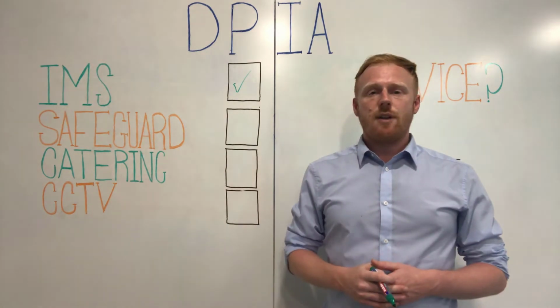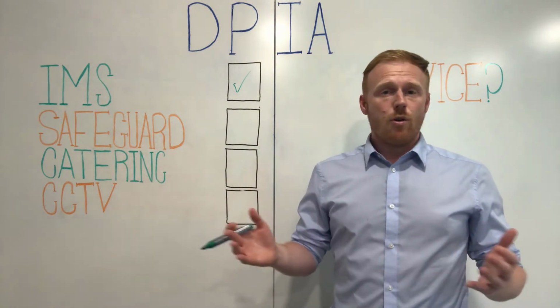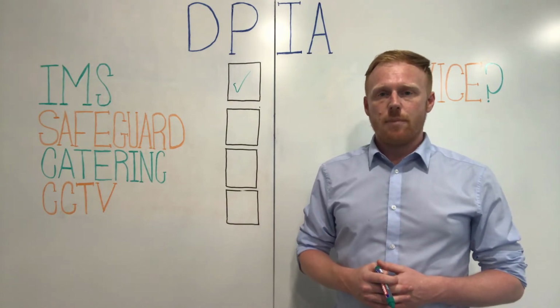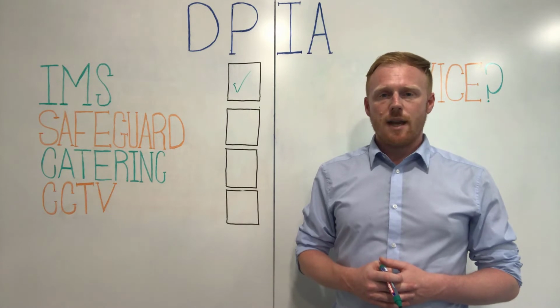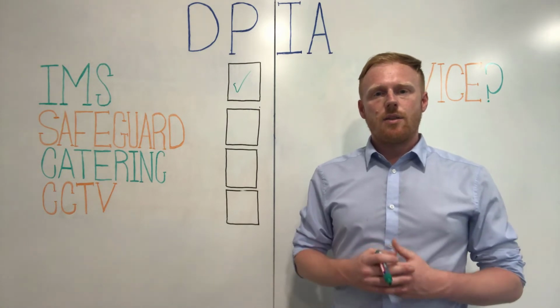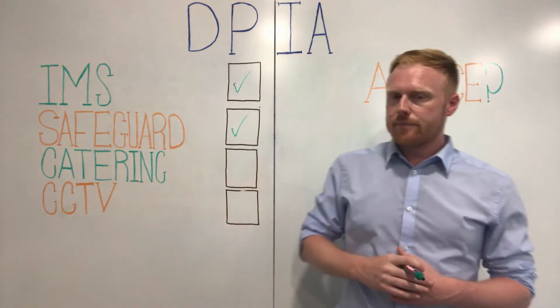Similarly, if you think about safeguarding systems, you might use CPOMS, MyConcern, or a whole range of other types of systems for that purpose. Of course, safeguarding data contains a lot of special category data, and therefore you need to again think about the risks. So we suggest that you carry out a DPIA there.